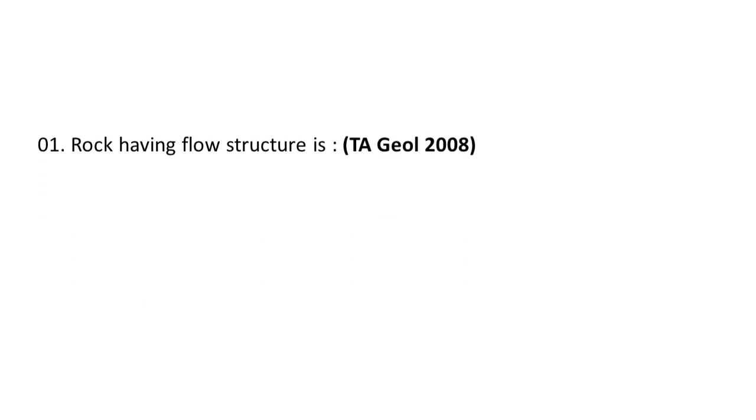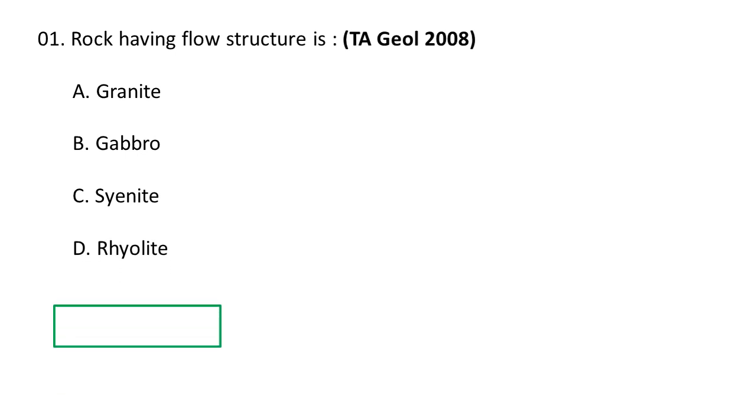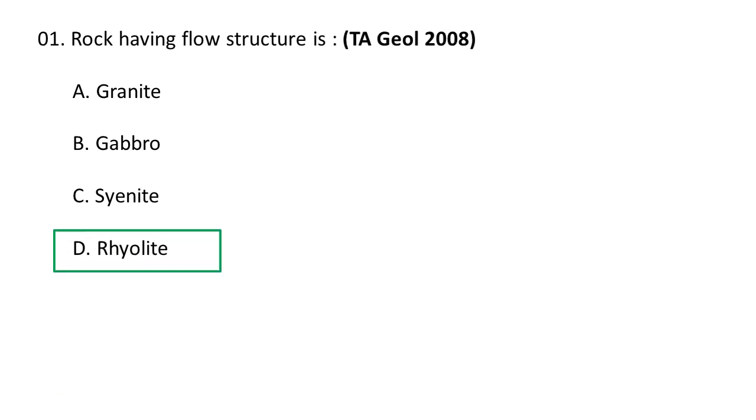First question, rock having flow structure is A. Granite, B. Gabbro, C. Syenite, D. Rhyolite. So rock having flow structure is known as rhyolite. Rhyolite is an igneous rock that can have a flow structure, and it is banded also, and rhyolite can develop flow banding when viscous magma rubs against a solid rock surface. So rock having flow structure is rhyolite.